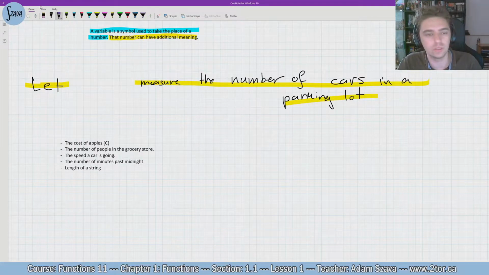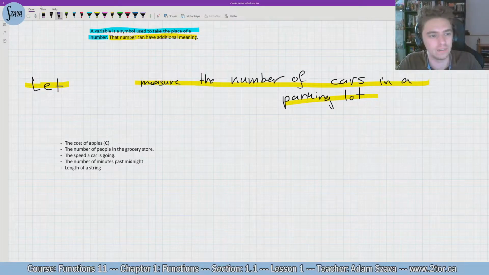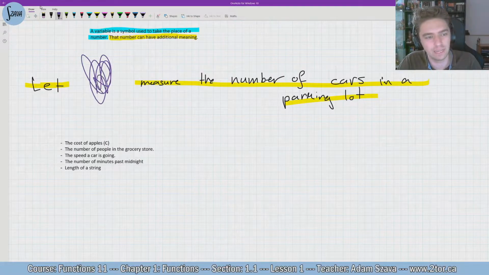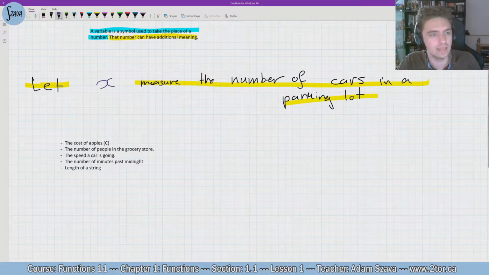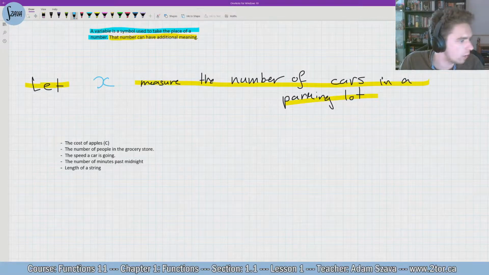There's lots of symbols we use in math, and they don't themselves mean anything. It's just we give them meaning, right? So again, that doesn't have any meaning, except now I've said let that measure this. So it's the same as if I chose X. X does not have any additional meaning except what I give it. So I give it the meaning of number of cars in a parking lot.